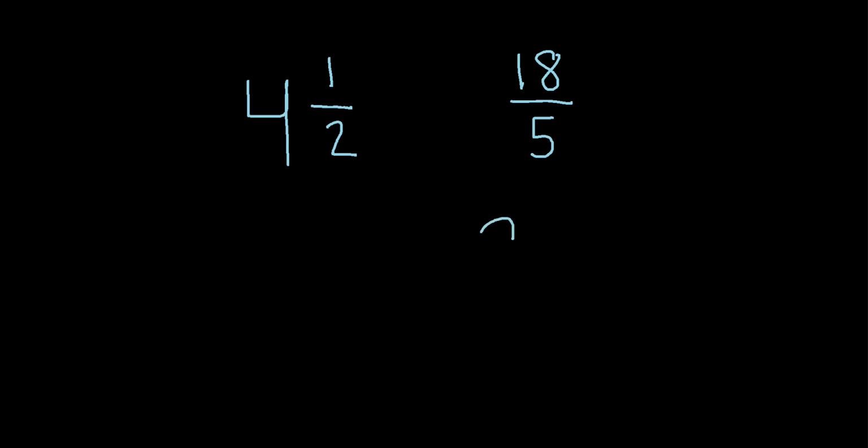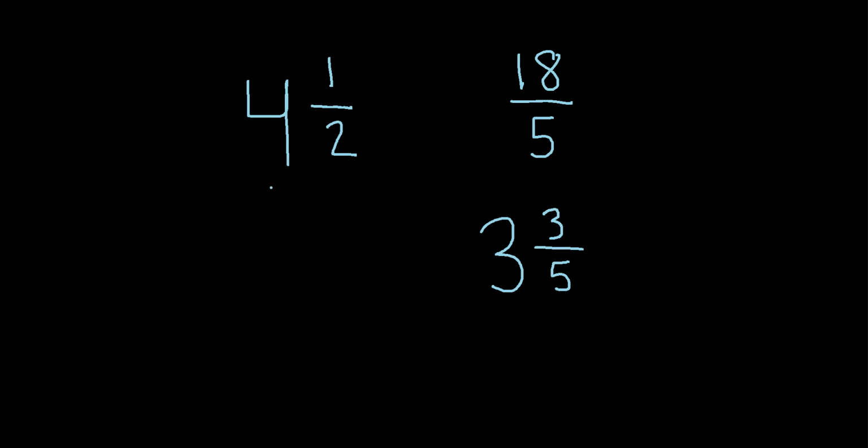So let's write that right here, 3. And then 3 5s, how much is that? That's 15. So how many more do we need to go from 15 to 18? That'd be 3. So what we do is we write 3, that remainder, as the numerator over the same denominator of 5. So 18/5 is the same as 3 3/5.